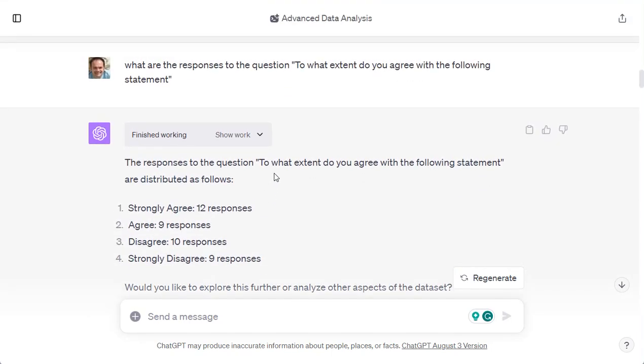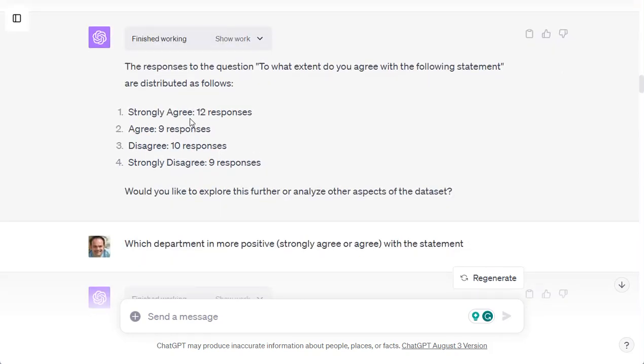Now, one of the questions in the survey was to what extent does the person agree or disagree with a statement? And the statement was about the impact of the learning analytics on their learning outcomes and learning experiences. And it was either strongly agree, agree, disagree, strongly disagree. So let's start to explore that space.